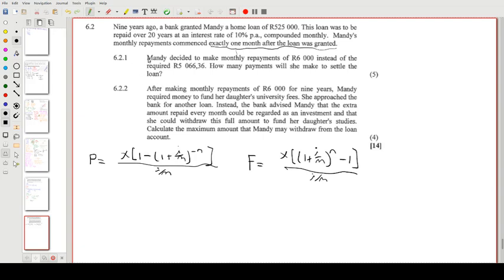6.2.1 says Mandy decided to make monthly repayments of 6,000 instead of the required 5,066.36. How many payments will she make to settle the loan? Okay, so what we know here is we're going to use the present value formula, and the present value formula is always used when anything is being repaid. So in essence, some amount has already happened, like a loan. You've already received the money, now you have to repay.